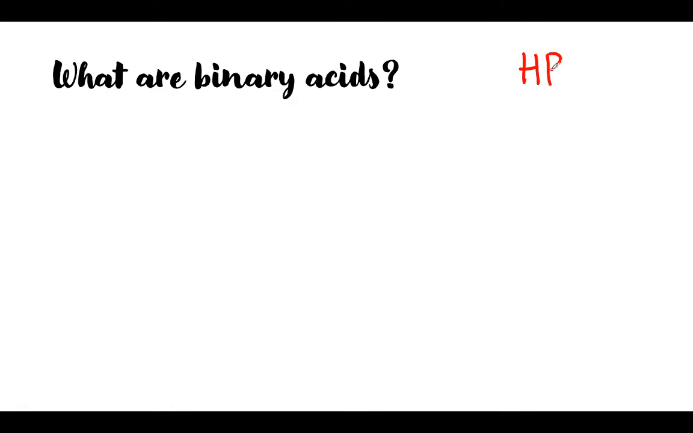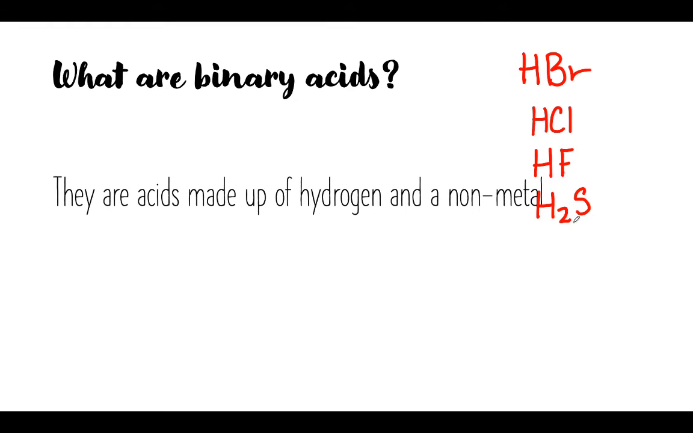So it could be HBr or HCl, HF, H2S. All of these are examples of binary acids. The commonality between all of them is that there's a hydrogen and then there's a nonmetal. So they are acids that are made up of hydrogen and a nonmetal. They do not contain oxygen.